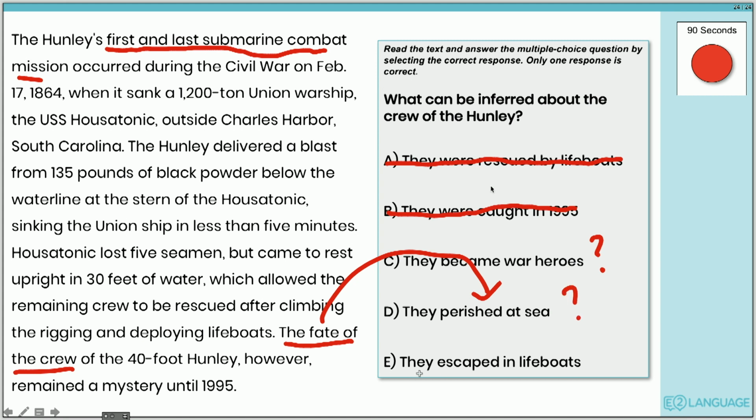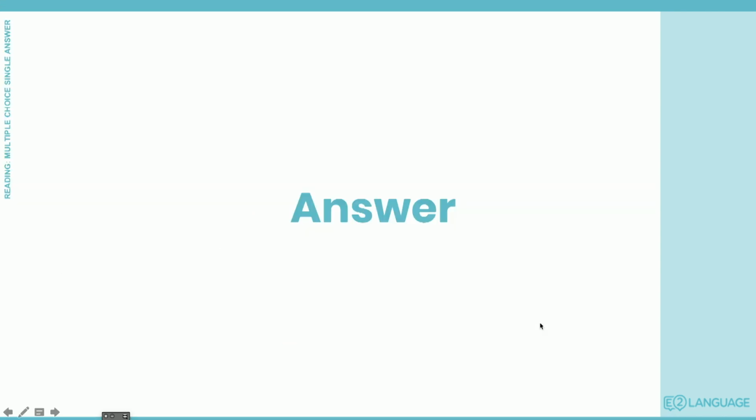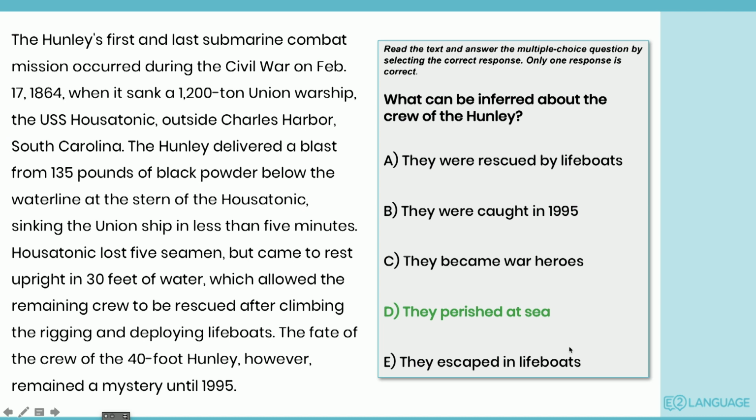What about E? They escaped in lifeboats. Again, the Housatonic crew escaped in lifeboats. So it's not E either. So we're left with C and D, and I believe that the best one is D, and the answer is D. They perished at sea is the best inference here.